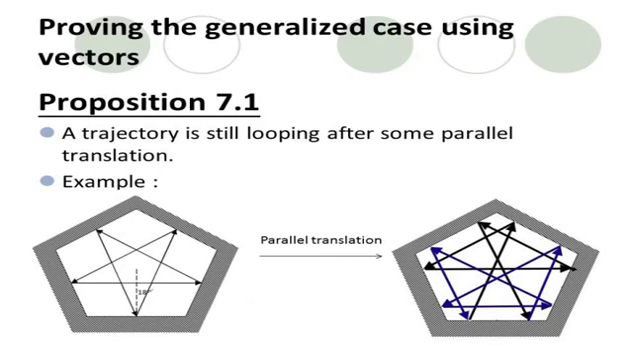We only investigated the cases in which the trajectories start from the midpoint of one side of the pentagon before. Now, we use factors to extend the study to arbitrary starting positions. We use factors to prove that if a trajectory is looping, then after some parallel translation, it is still looping. So the starting point will not affect whether the trajectory will loop. And here is an example. When the trajectory has some parallel translation, it will still be looping.